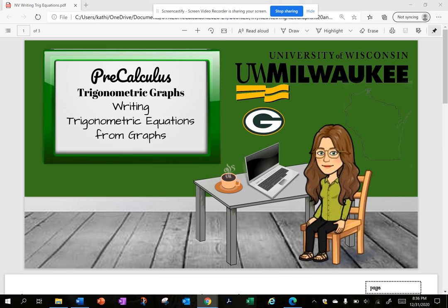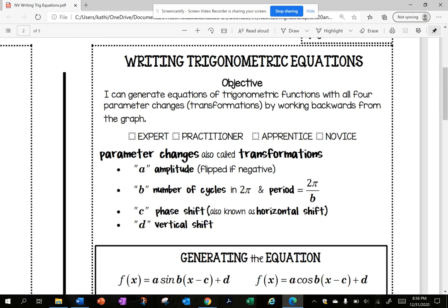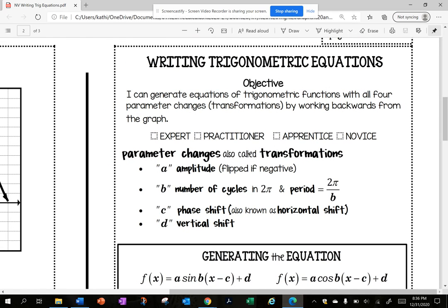Today's lesson is on writing trigonometric equations from graphs. What is my learning objective? I can generate equations of trigonometric functions with all four parameter changes, previously called transformations on other functions, by working backwards from the graph.